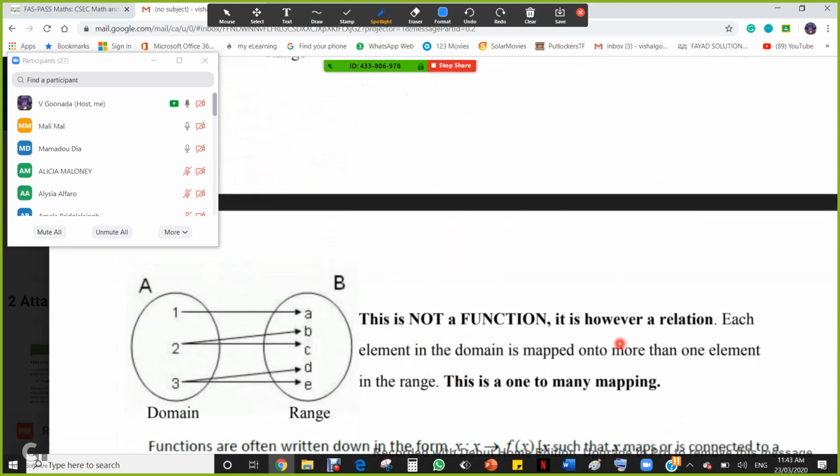Let's look at this one now. So here we have a one-to-many. One-to-many. You're seeing 2 here, and it's going to two people at the same time, right? One-to-many. So let's see. This is not a function. However, it is a relation. So again, this is not a function. One-to-many is not a function. It is a relation. So you can see here, each element in the domain is mapped onto more than one element here, right? Let's look at 3. It's mapped onto D and E. You follow?